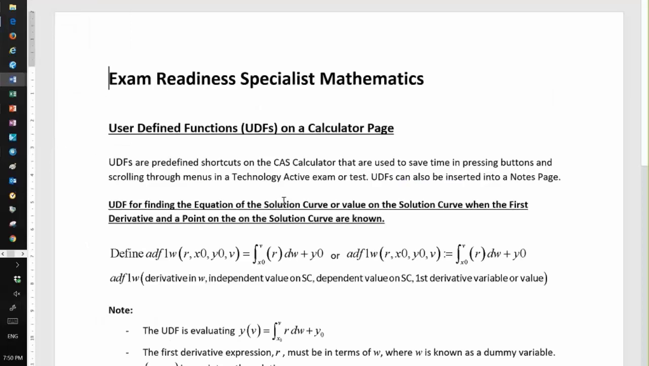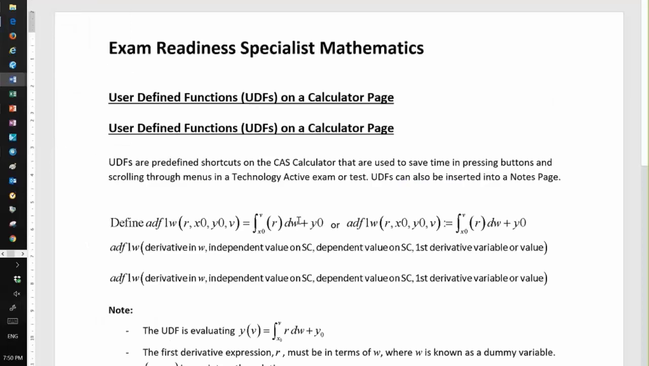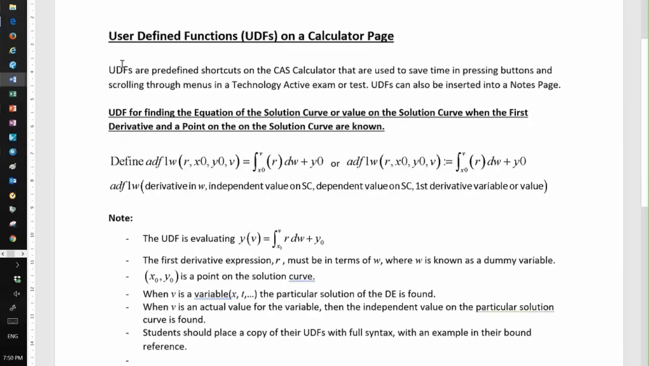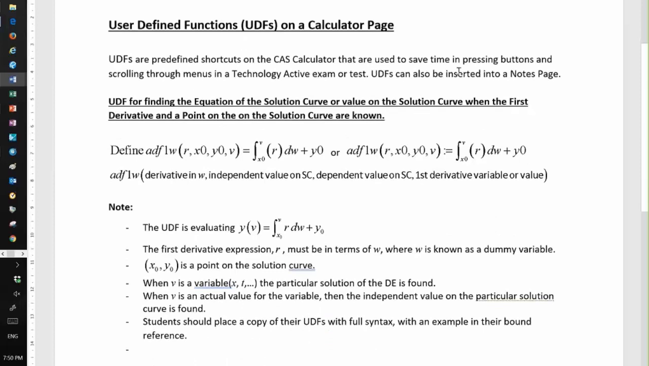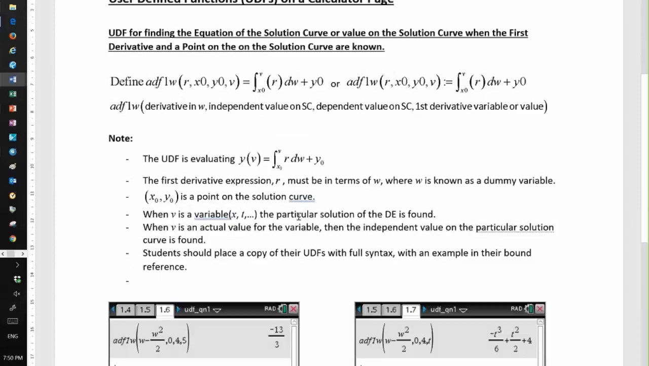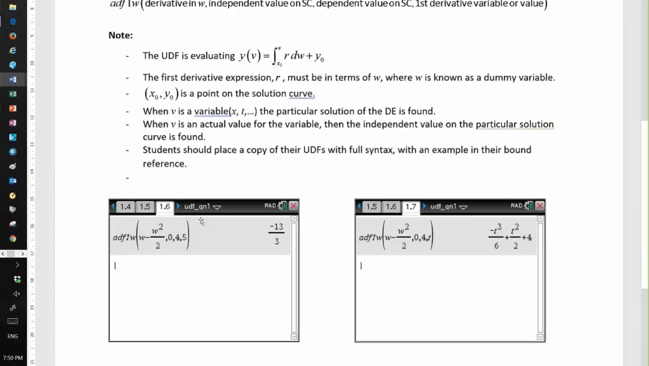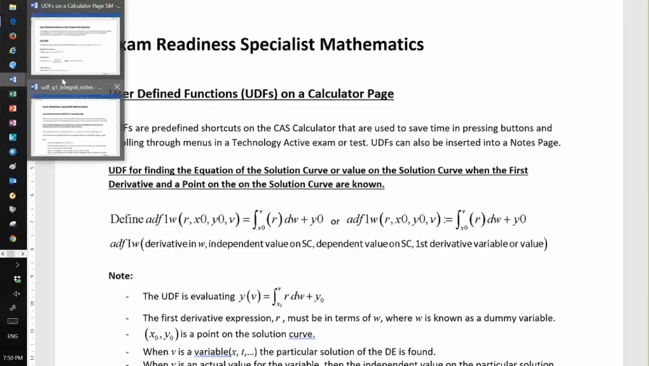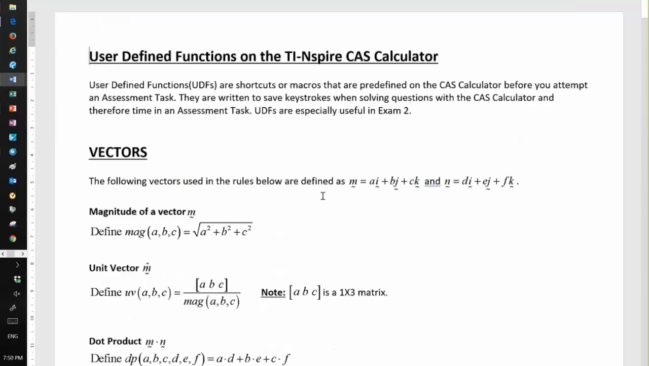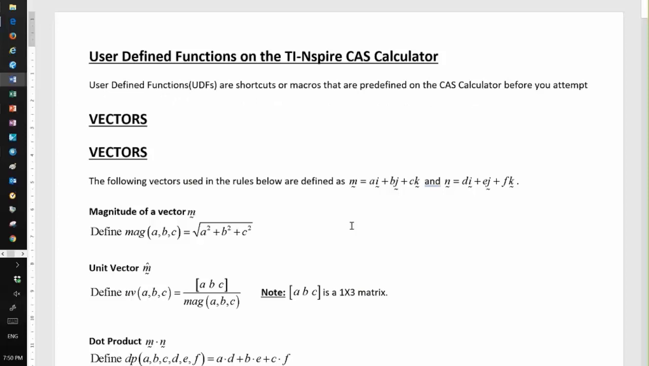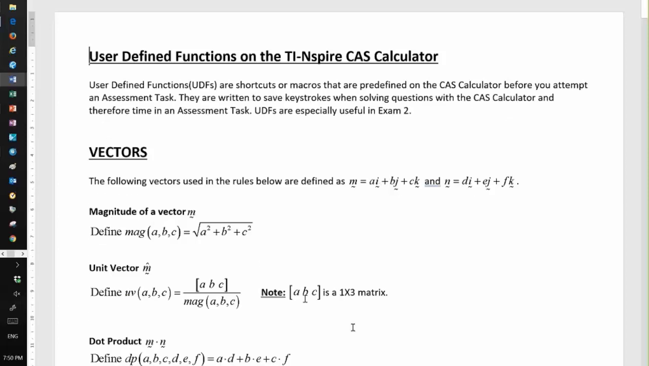So just to talk about our rules that we have here. They're really just predefined shortcuts on the CAS calculator to save time pressing buttons that we put on our CAS before the exam. So I've got an explanation of what's going on here for you, and there's our two screenshots from before. Now, there's a TNS file that will be available to you that will have all of these functions listed in there.